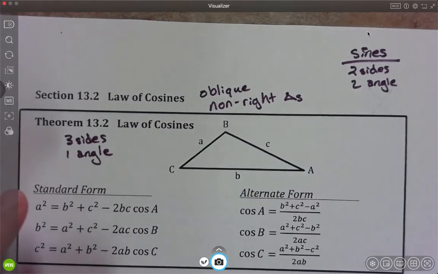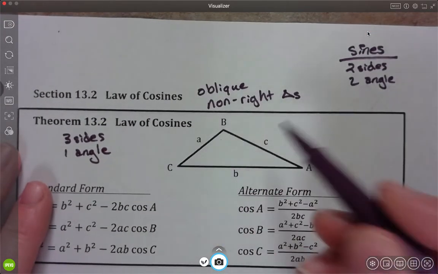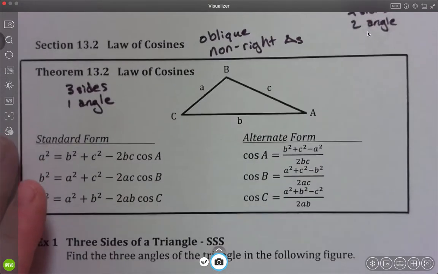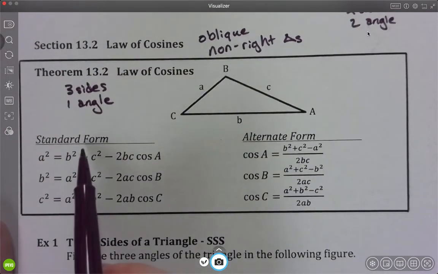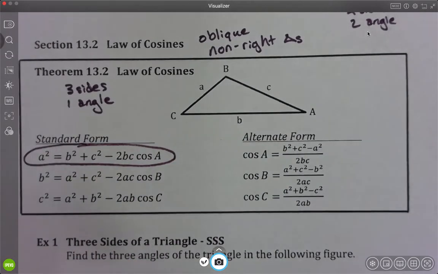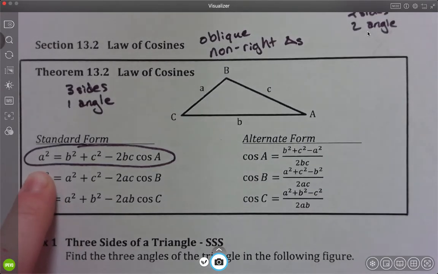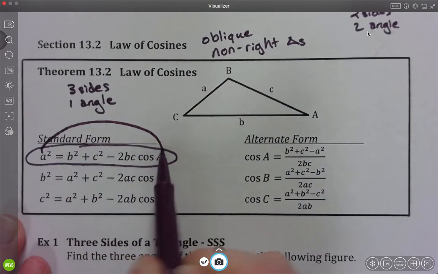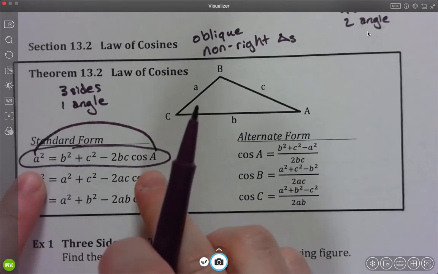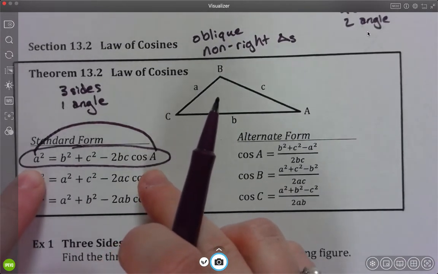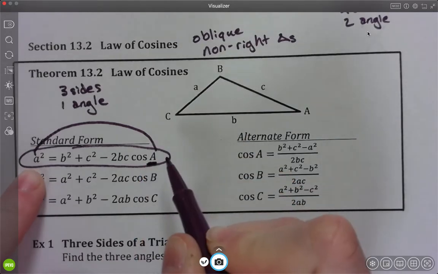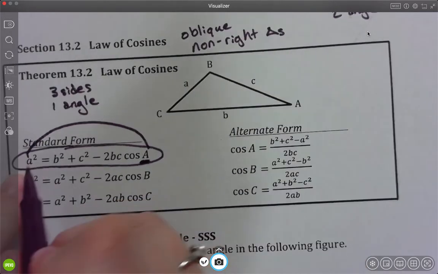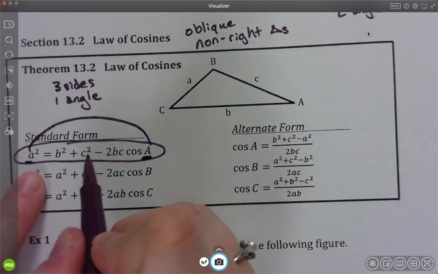Again, we have A, B, and C, and the sides are the ones that are opposite those angles. I'm going to circle just this top equation here because the other two equations are the same as this top one, but the variables are switched around. It doesn't really matter what you name A, B, and C, except that lowercase a and capital A have to match with each other. If this is the angle that we're looking for, then this has to be the side that's opposite that. But otherwise, B and C can be switched around, okay?